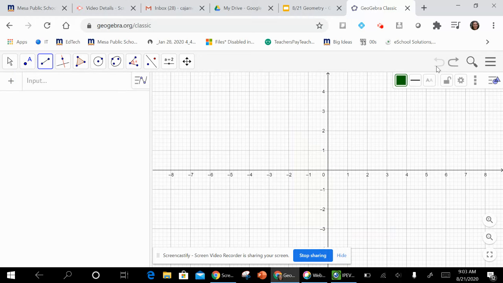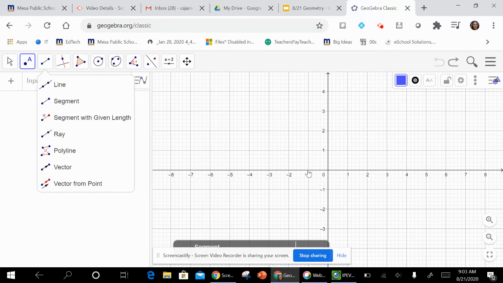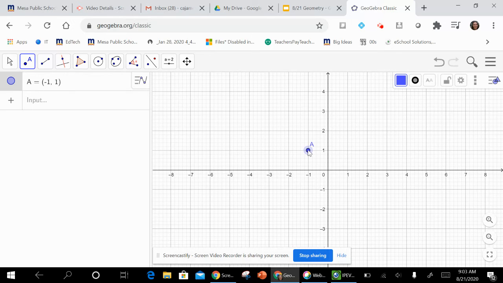I'm just going to do this to do everything again. So we start with our point. Our first one is at -1, 1. Okay, our second one is at 2, 1. Okay, and then our third one is at 2, -2. And then R is at -1, -2.